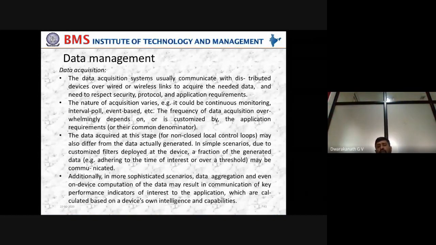So we should put some filters. Additionally, in more sophisticated scenarios, data aggregation and even on-device computation of data may result in communication of key performance indicators of interest to the application, which are calculated based on a device's own intelligence and capabilities. What I will do as a developer is write a program, and whatever data comes from a sensor, I will put some if conditions and check whether this particular data is so and so. If so, I need that particular data. Otherwise, I don't need it, and I just discard that data. This type of thing can also be done where we are doing data aggregation.